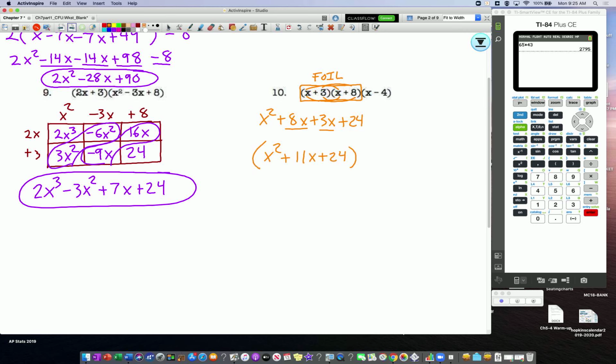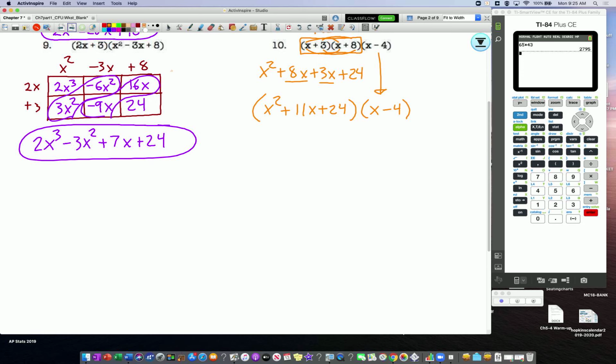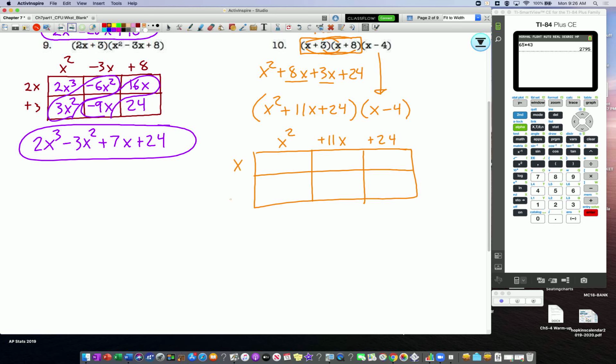I'm going to put this in a set of parentheses and bring down the x minus 4. So I have 3 terms times 2 terms. So just like I did the previous one, I'm going to create a box just like this. I'll put the first one on top. It doesn't matter which one goes on top and which one goes on the side. That's kind of the nice thing about the box method. So here I'll create the box. Boom, boom, boom. So x squared, 11x, 24. I'll put pluses with those so I know they're positive, x, and minus 4.